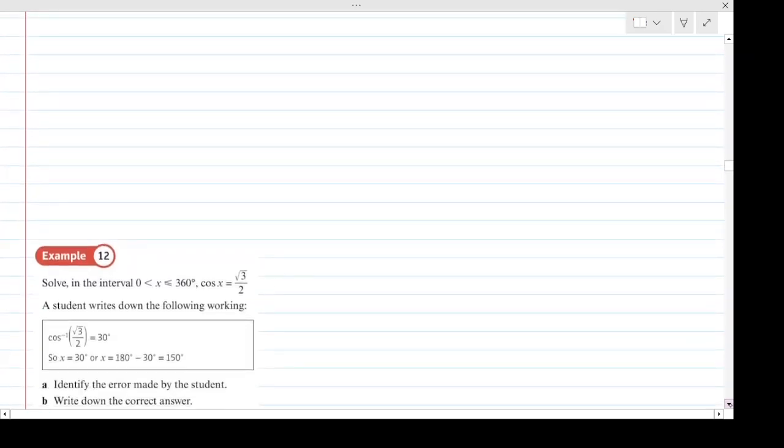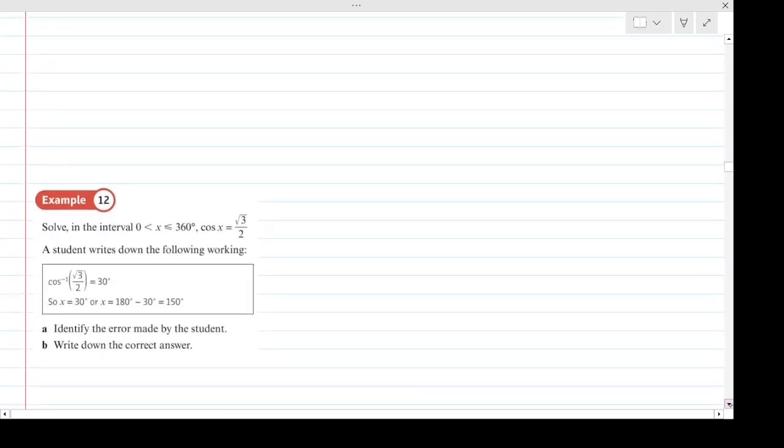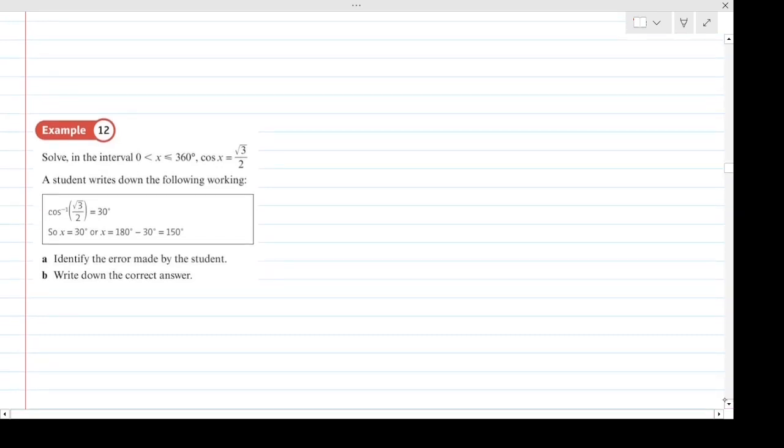Okay, example 12. Solve in the interval between 0 and 360: cos x is root 3 over 2. And actually, quite an interesting question. We're given another piece of working out from someone else. The student firstly did inverse cos to get 30, then they deduced x was 30, or 180 take away 30, to get 150. And it says identify the error made by the student.